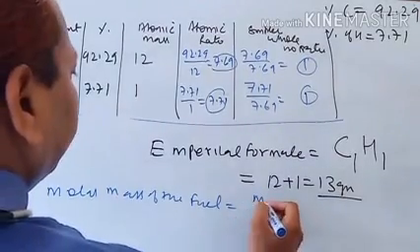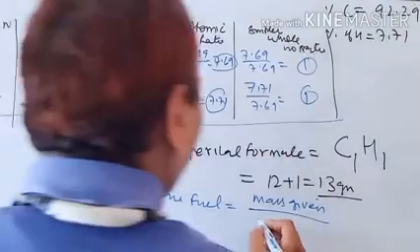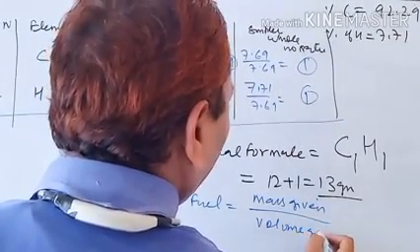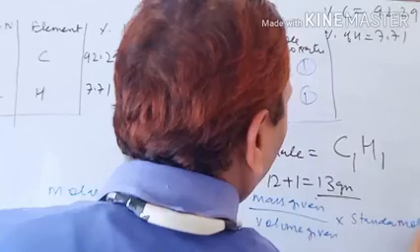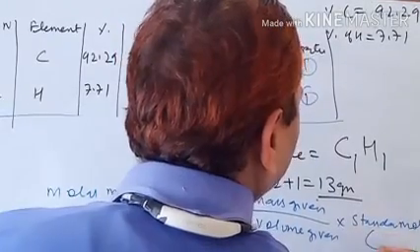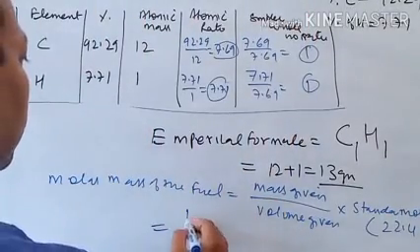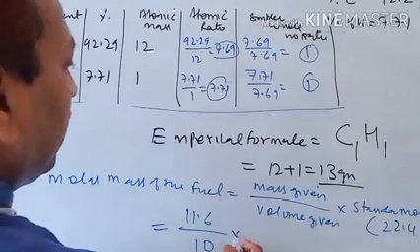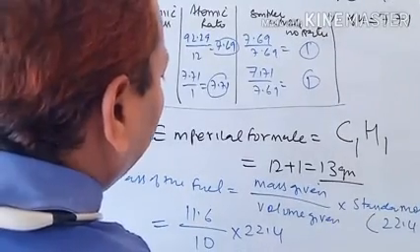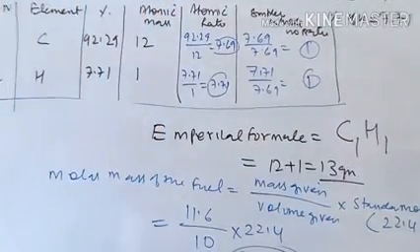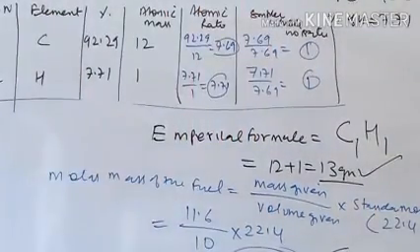So molar mass is mass given upon volume given into standard molar volume, that has to be 22.4 liter. Okay, so put the values: mass given 11.6 gram, volume 10 liter, into 22.4 liter. So children, when you divide this, it will come 26 gram. So this is the molar mass. Children, first the empirical mass is this, second is this, 26 gram.